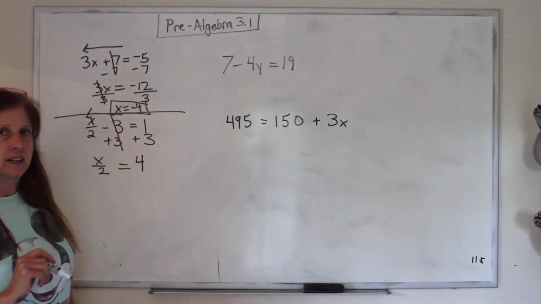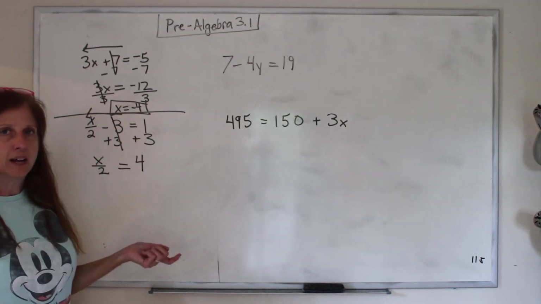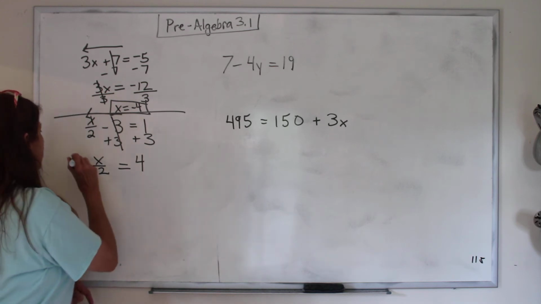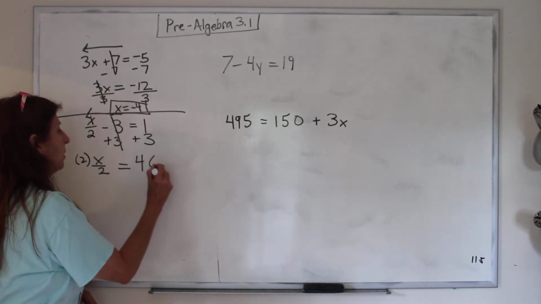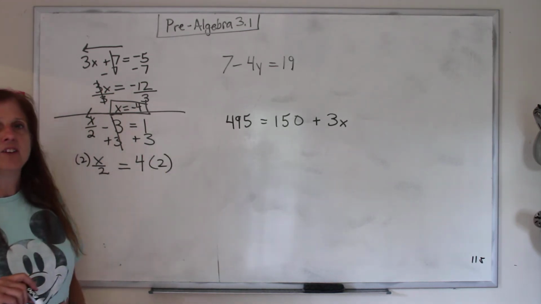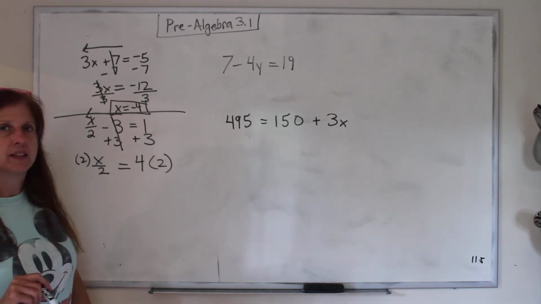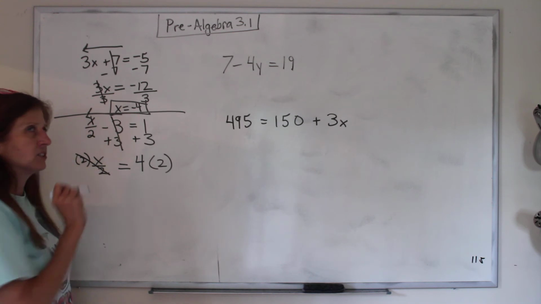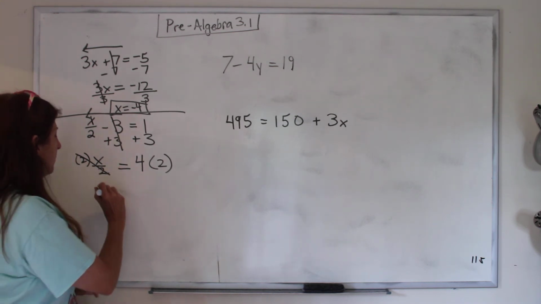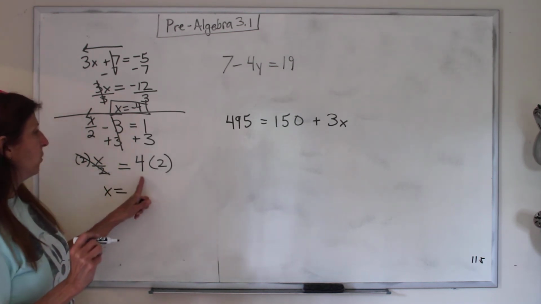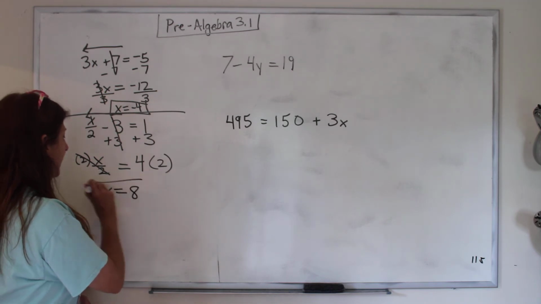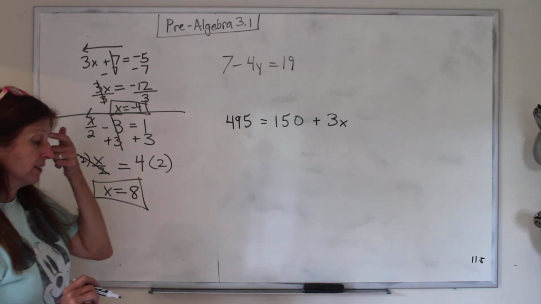Now why is x not alone? It's being divided by 2. What's the opposite? Multiply by 2. What I do to one side, I do to the other. This is like a 2 in the numerator and a 2 in the denominator. They cancel out. Bring down what you didn't mess with. 4 times 2 is 8. Draw a box around it.